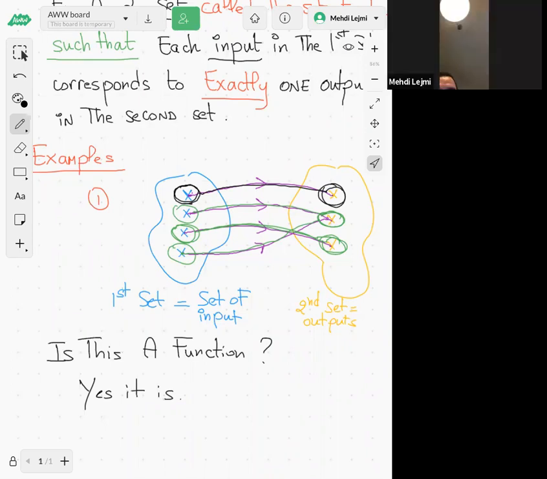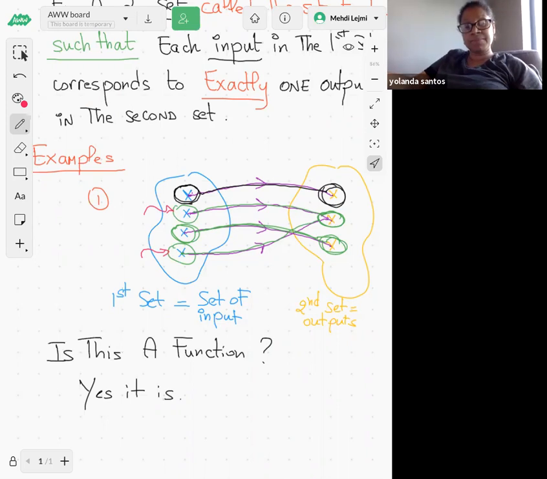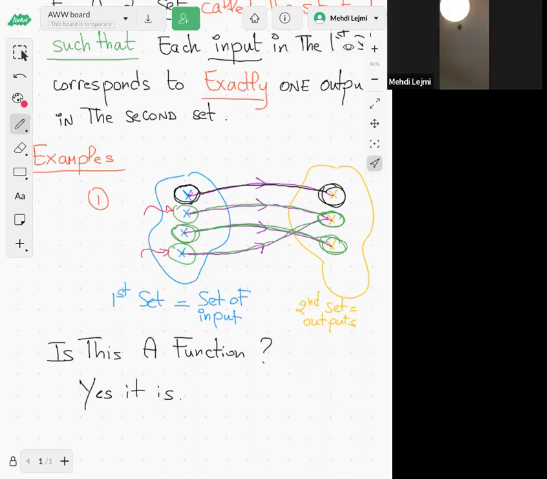Okay. So here, I think you said no, because you would say, well, my second point here, and my fourth point here, right? Yes, that they have the same image, but that's not a problem, because the idea is each input corresponds to exactly one output. So this one here corresponds to exactly this one, and this one here corresponds to exactly this one. So that's not a problem. Even if they have the same image, it's still a function.